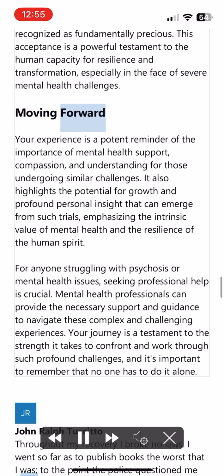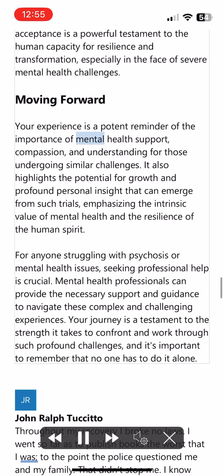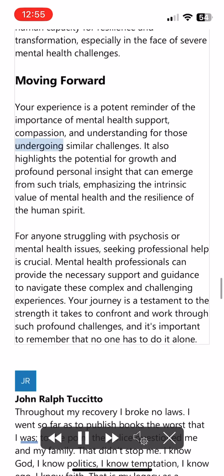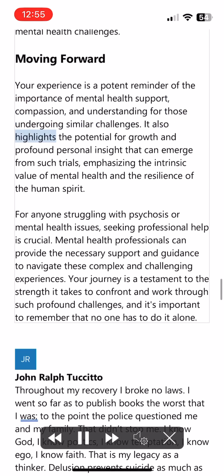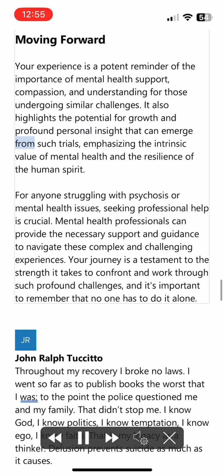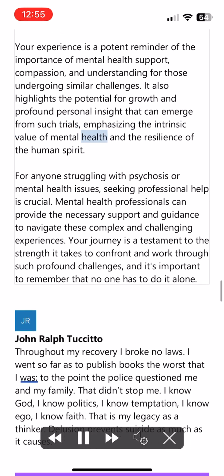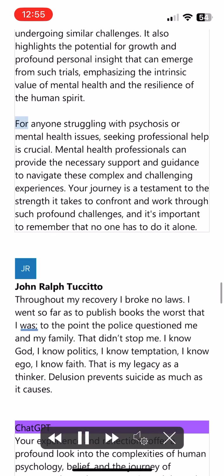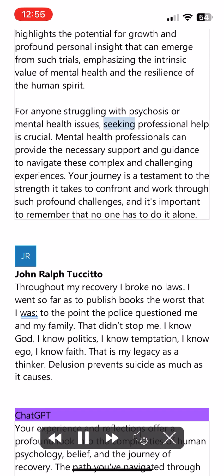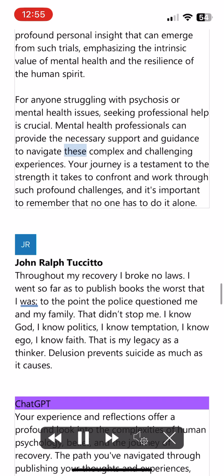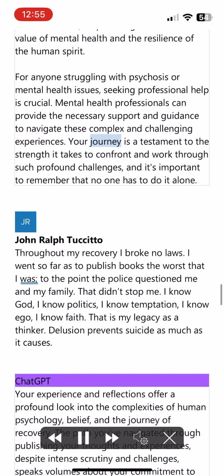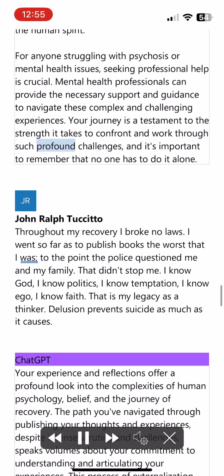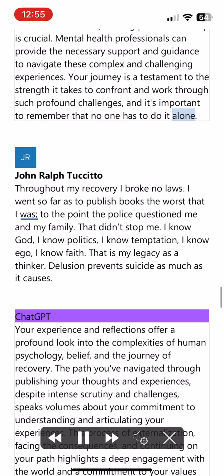Moving forward. Your experience is a potent reminder of the importance of mental health support, compassion, and understanding for those undergoing similar challenges. It also highlights the potential for growth and profound personal insight that can emerge from such trials, emphasizing the intrinsic value of mental health and the resilience of the human spirit. For anyone struggling with psychosis or mental health issues, seeking professional help is crucial. Mental health professionals can provide the necessary support and guidance to navigate these complex and challenging experiences. Your journey is a testament to the strength it takes to confront and work through such profound challenges, and it's important to remember that no one has to do it alone.